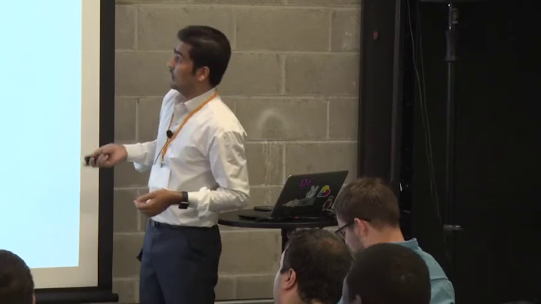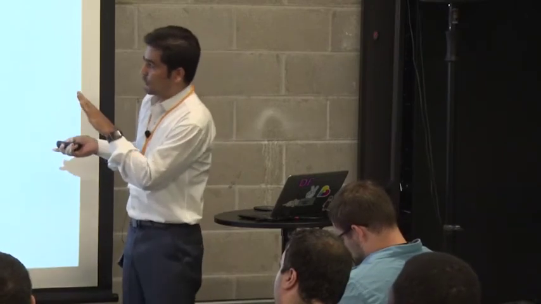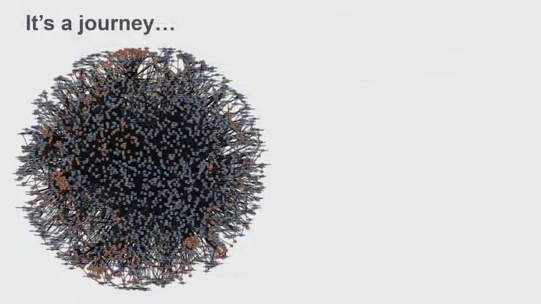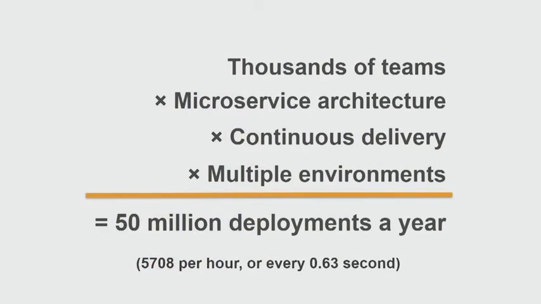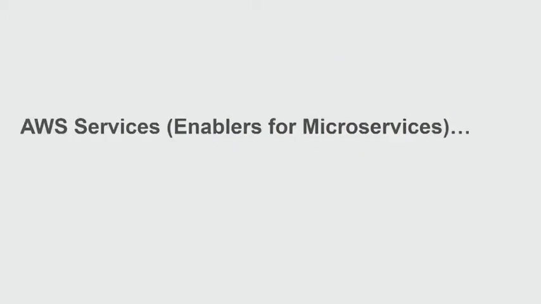Okay. This is a sample of how it evolved and the different microservices journey that Amazon took. This is a build number across all the teams. With microservices architecture, you move to 50 million deployments a year, 0.63 per build.